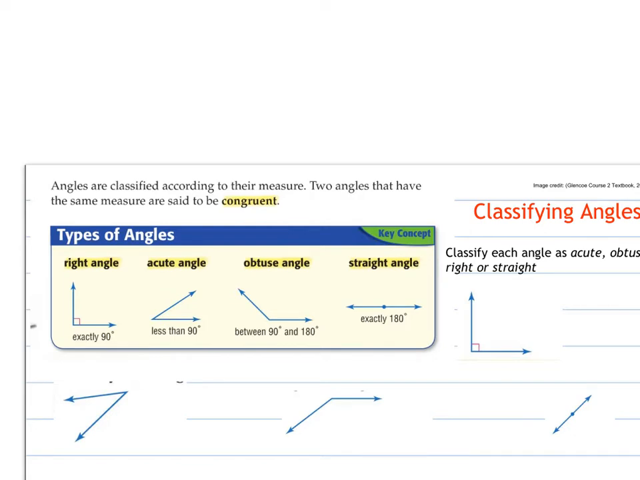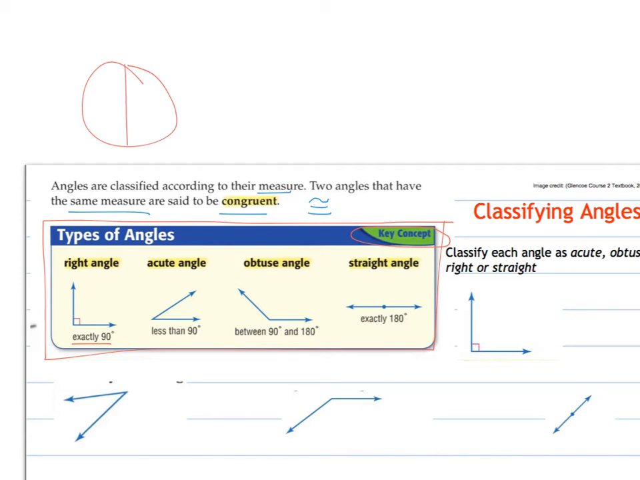So other things, angles are classified according to their measurement. So their degree measurement. 2 angles that have the same measurement are called congruent. Remember, the symbol for that looks like an equal sign with a squiggly on the top. Okay, so that is congruent. Same measurement equals congruent. So here are the types. You're going to want to write this chart down in your notes. Different types of angles. So you have a right angle that is exactly 90 degrees. Notice it'd be 1/4 of a circle. 1/4 of 360 would be 90. That little mark denotes 90 degrees.